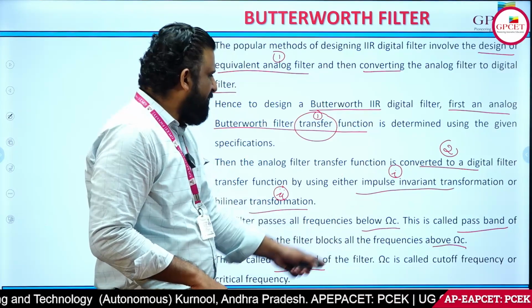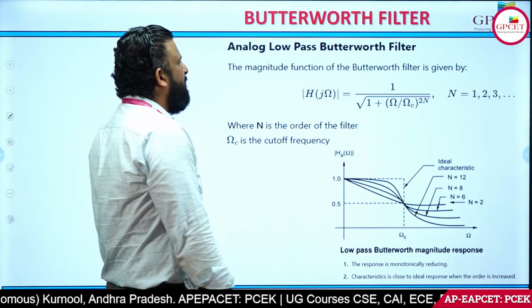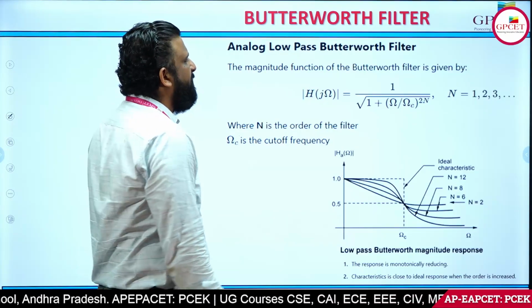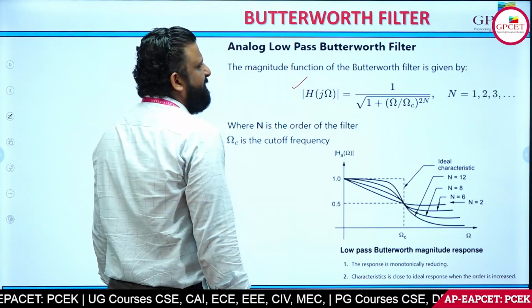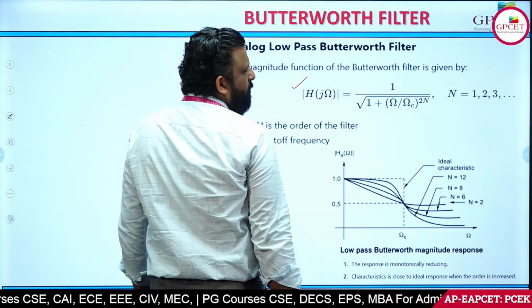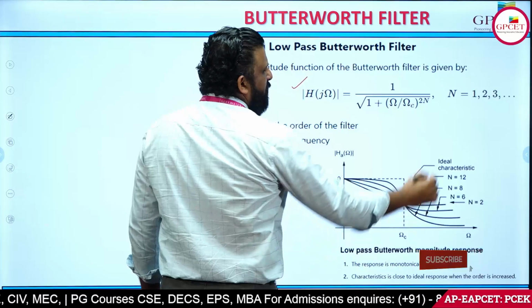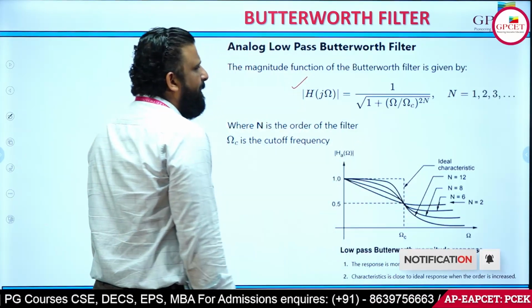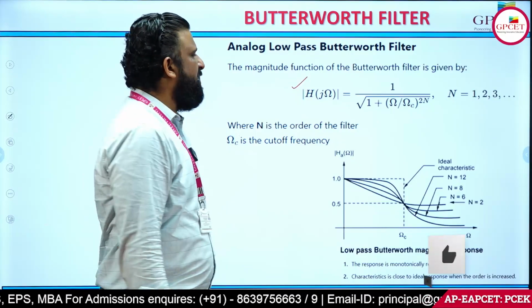So based on these two points, let's look at the magnitude response. What is the magnitude function of the Butterworth filter? Just keep it in mind. The magnitude function of the Butterworth filter is given by mod H of j omega is equal to 1 by square root of 1 plus omega by omega c whole to the power of 2n, where n is equal to 1, 2, 3. This is the equation for the magnitude function of the Butterworth filter.